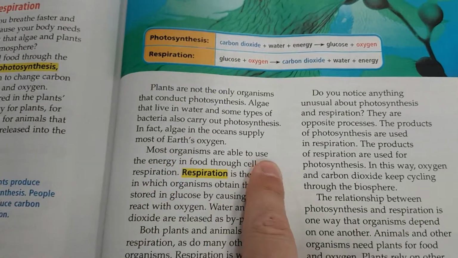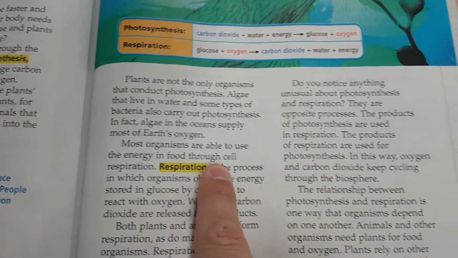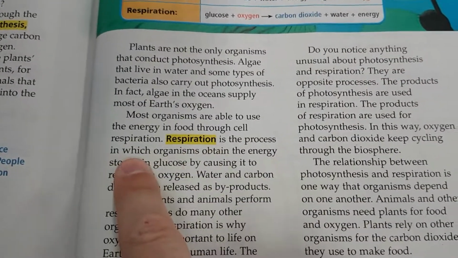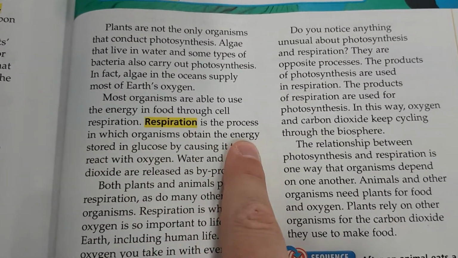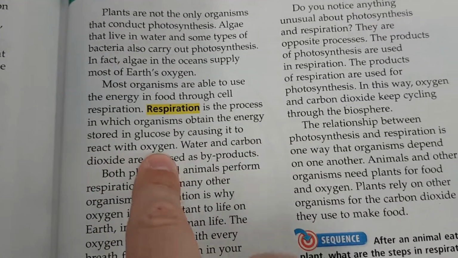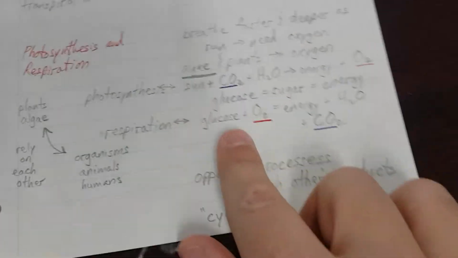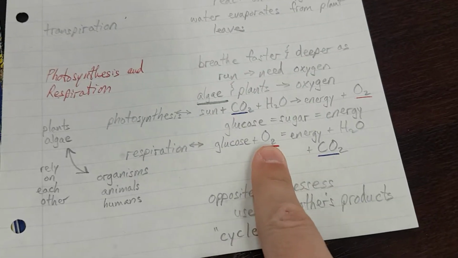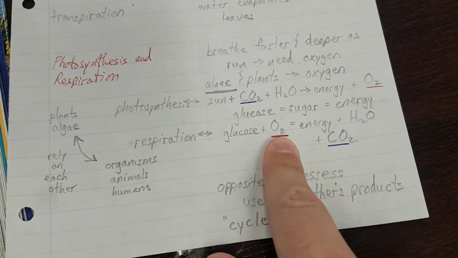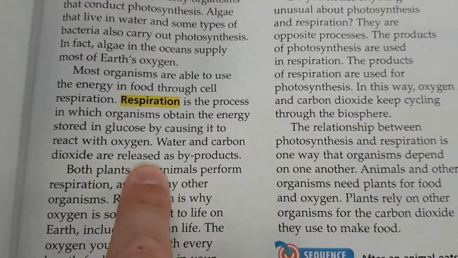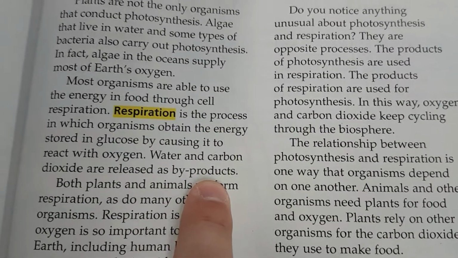Most organisms are able to use the energy in food through cell respiration. Respiration is the process in which organisms obtain the energy stored in glucose by causing it to react with oxygen. So the glucose plus O2 for oxygen. That's the reaction, glucose plus oxygen. Water and carbon dioxide are released as byproducts.